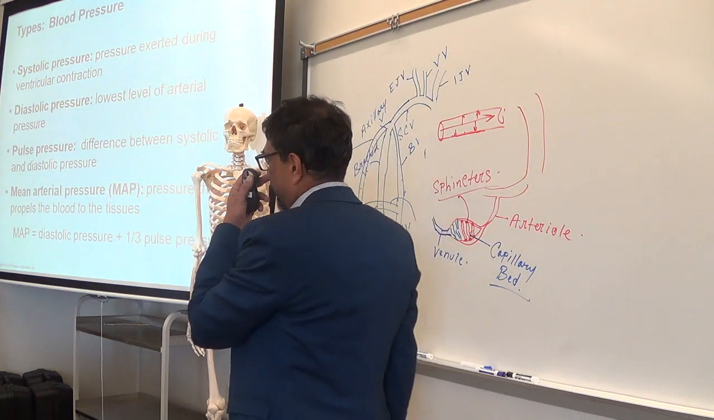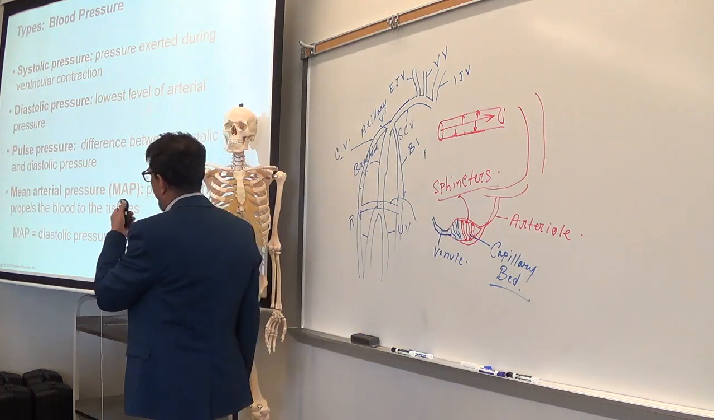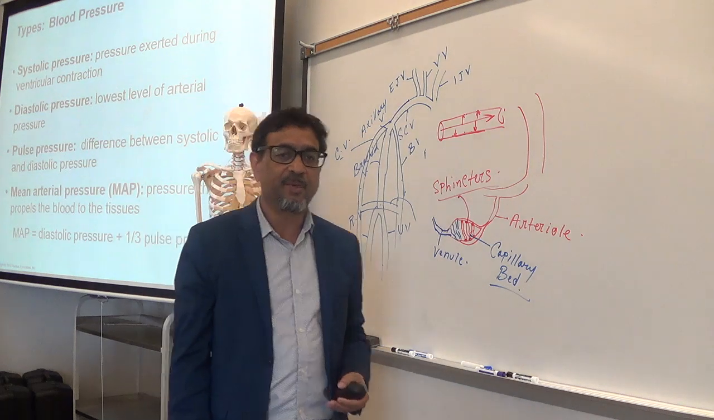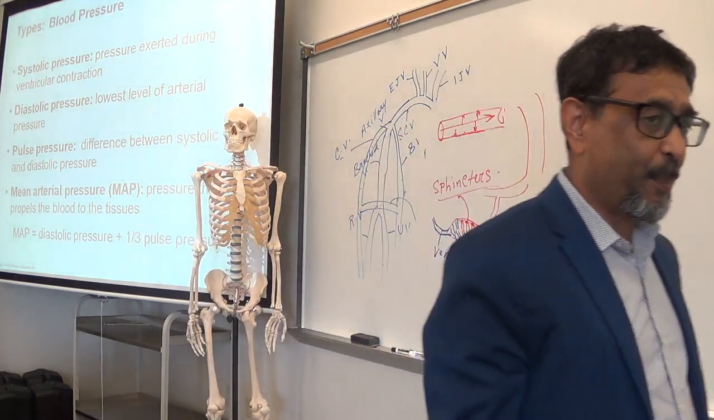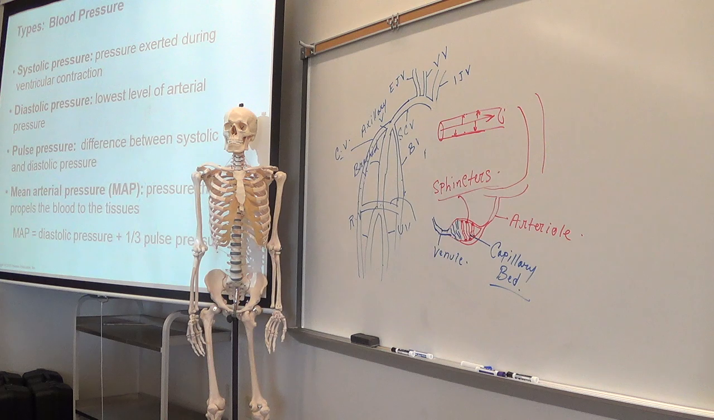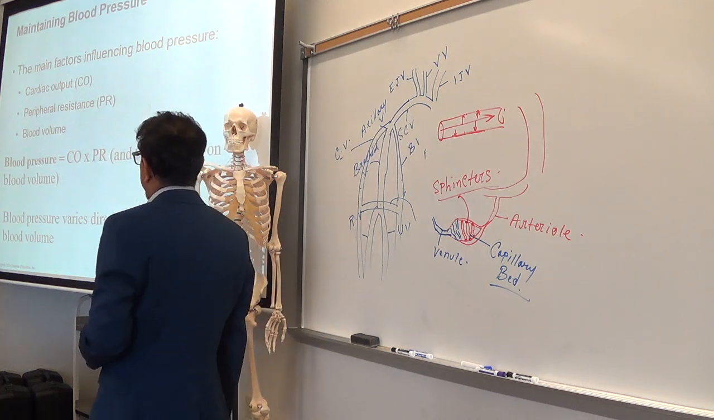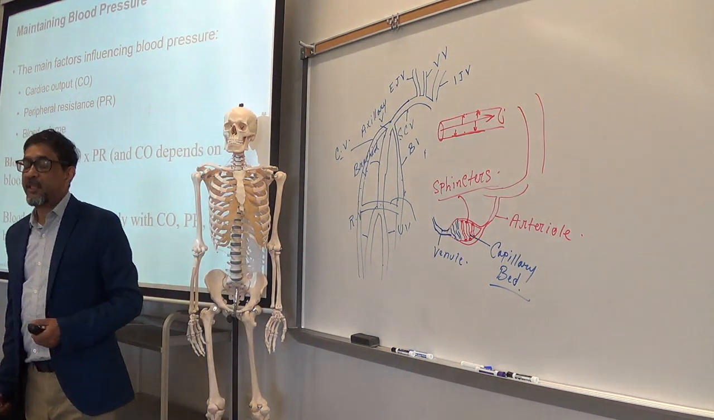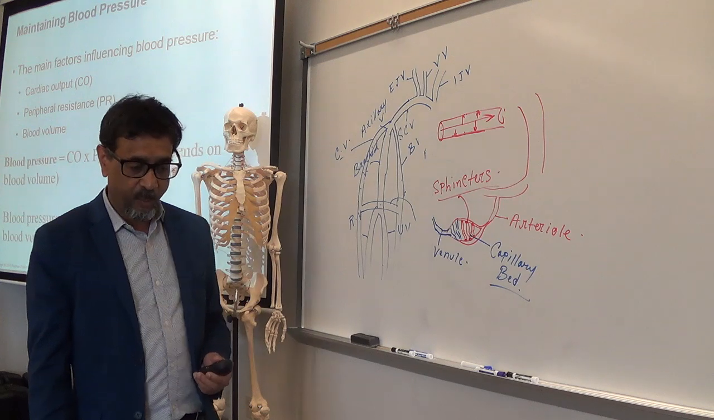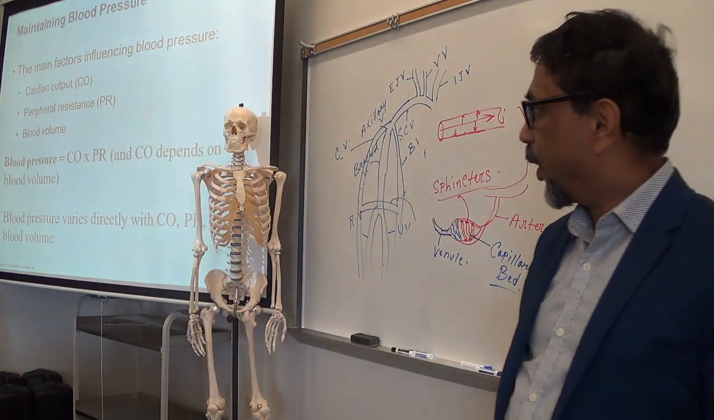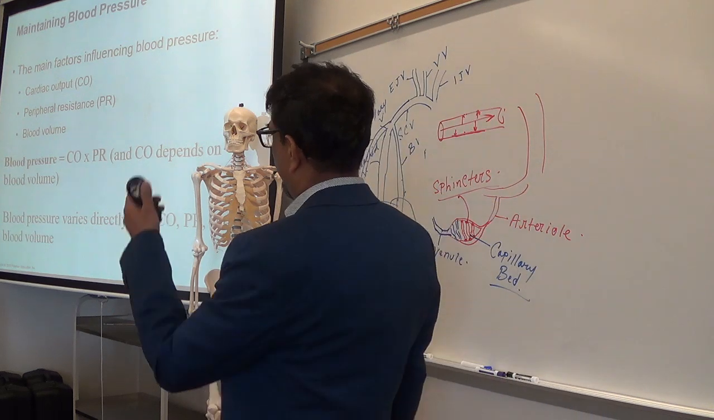I mentioned before how to get the pulse pressure, which is the difference between systolic and diastolic, very simple, and MAP or mean arterial pressure is diastolic plus 1/3 of pulse pressure. Okay? I also mentioned that 3 factors directly influence the blood pressure. One is the volume of blood. If volume is more, blood pressure is more. Makes sense?